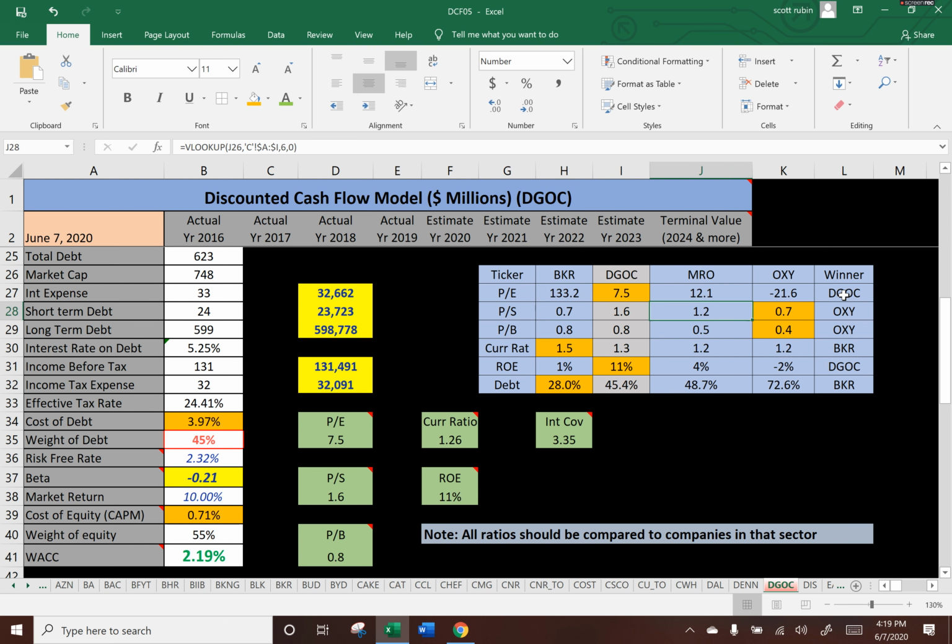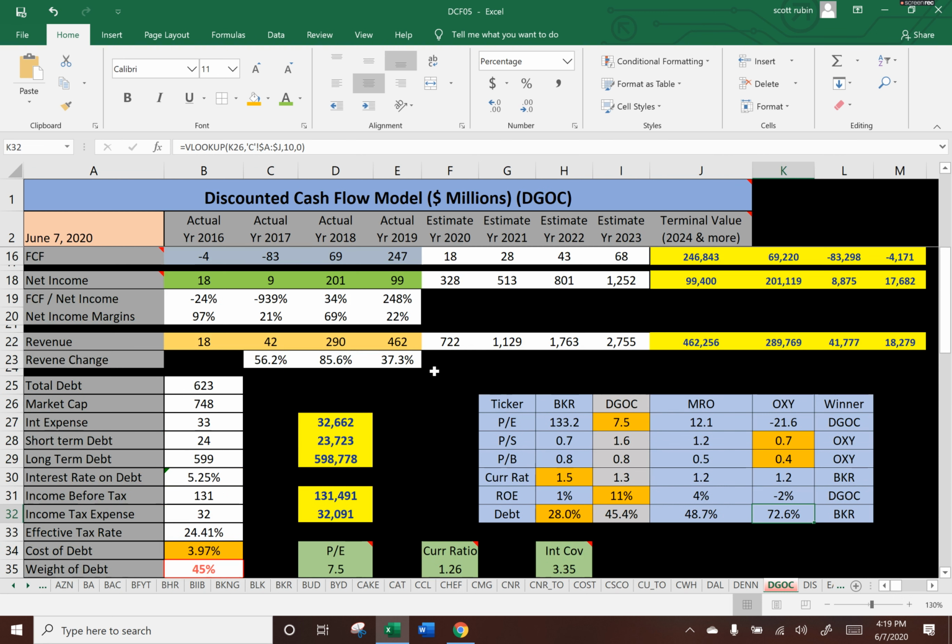And price to sales, it looks like they're all pretty strong, all under 2.2. Same thing with price to book. They're all under 1, so that might not be a factor when looking at this industry. Current ratio, they're all solid with above 1. You want between 1 and 2. ROE, DGOC is the highest. All the other companies just don't provide a good return. And debt, BKR has the least debt, and Oxy has the most debt. So you want to put all this info together and make your decision on whether to buy a stock.